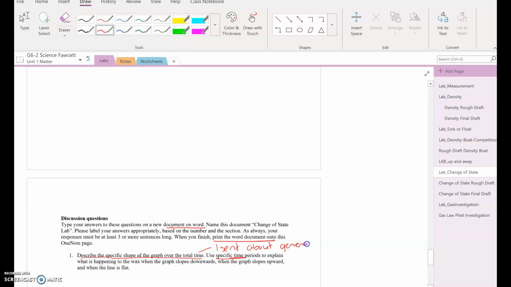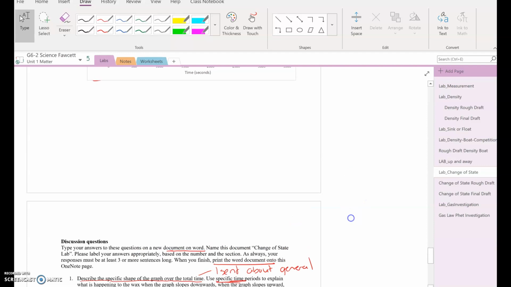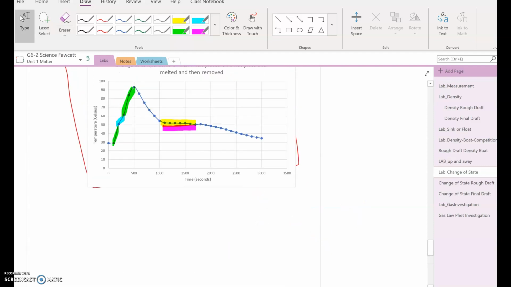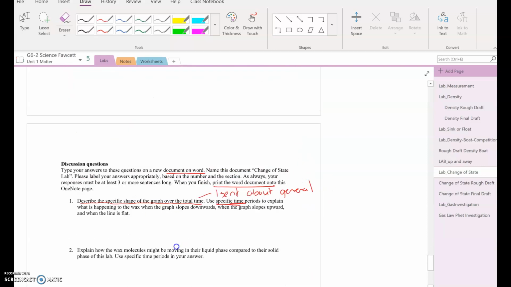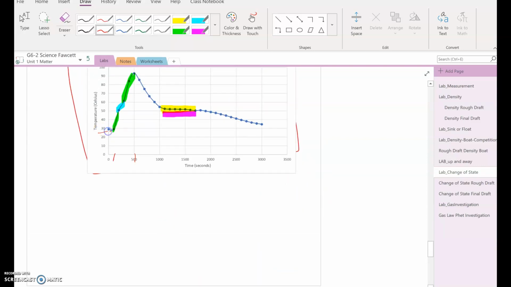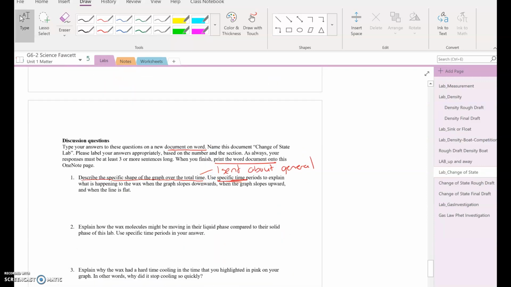And then you want to back that up with some specifics about where that's occurring. You might say something like from 100 seconds to 500 seconds, the temperature climbed from 28 degrees to 92 degrees. So giving those specific times, and specific temperatures where the graph is changing.